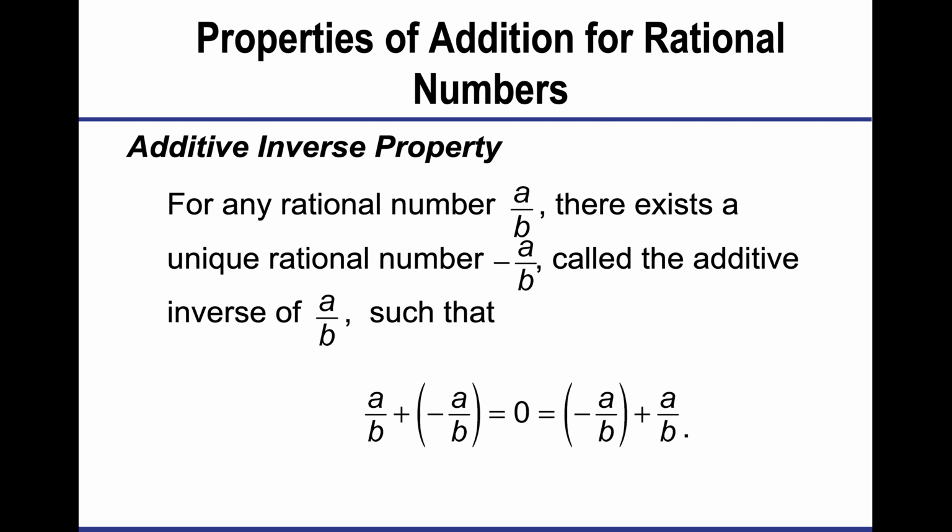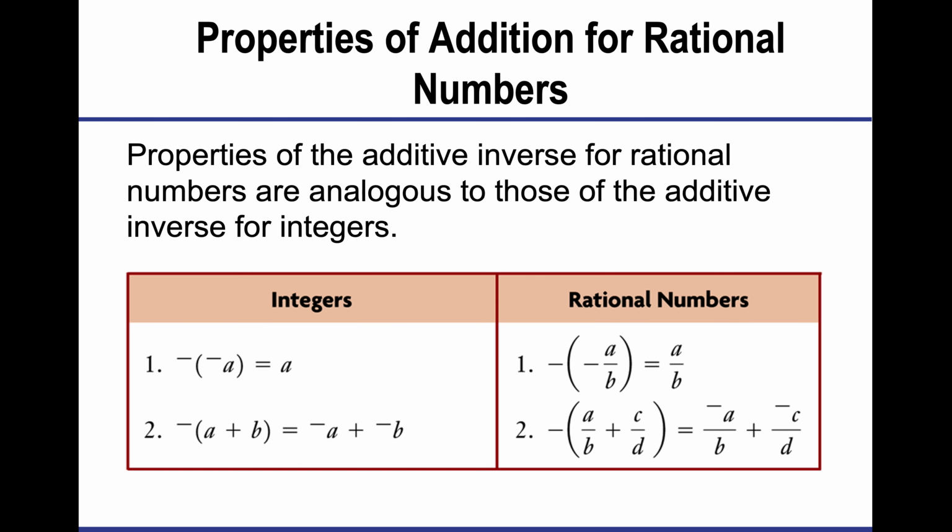Now, the additive inverse is going to be similar to what we saw with integers. If I take a positive value and I add its negative twin, I get 0. That's the additive inverse. So here are some additional properties with those inverses.